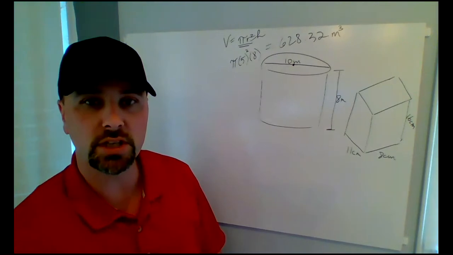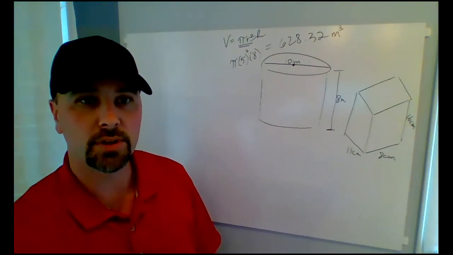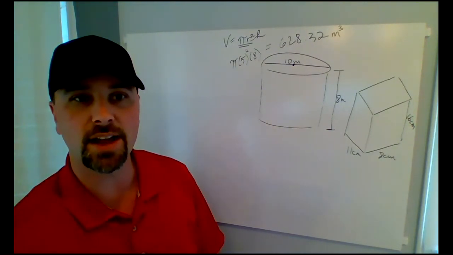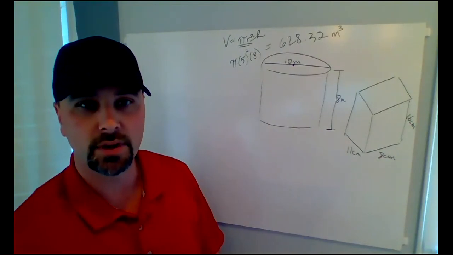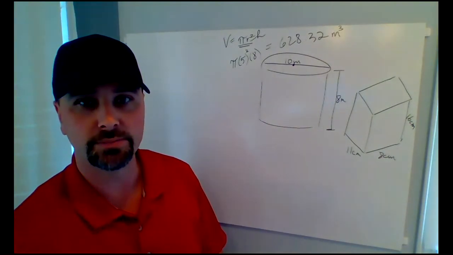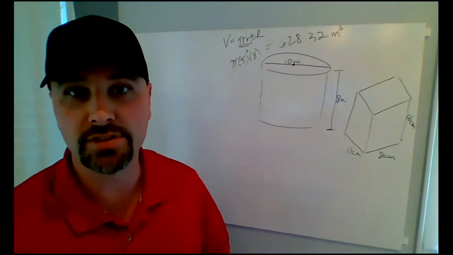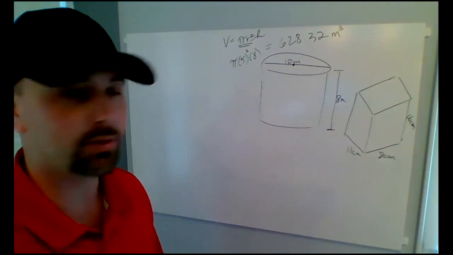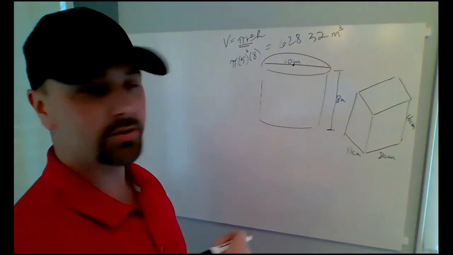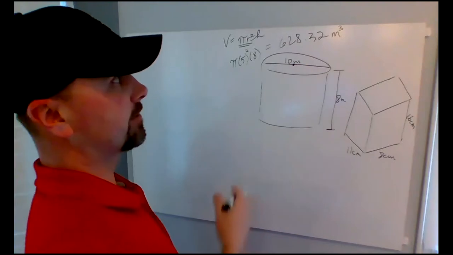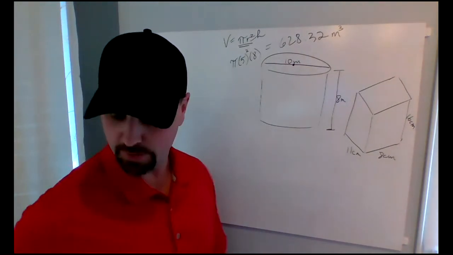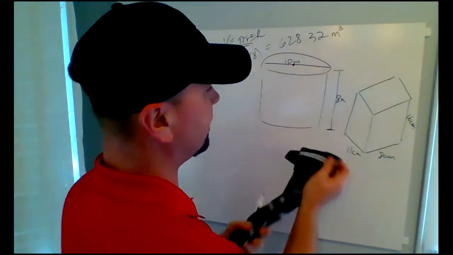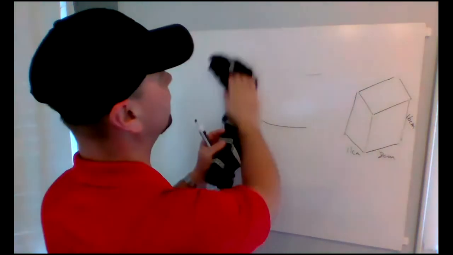Now let's go back to the sheet. I believe this is one that does not have answers. So you're just going to have to take my word for it. 628.32 cubic meters would be the volume of this cylinder. Okay. All right. Number two. Go ahead and erase this. Get that out of here.